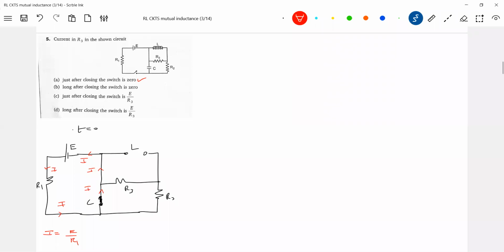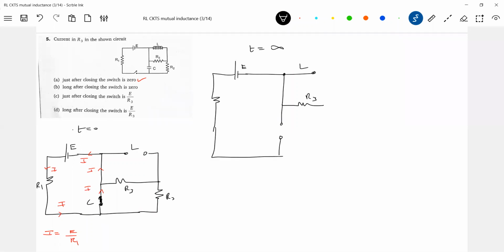Next, again, at t equal to infinity. What I should do with the inductor: wherever an inductor is there, I should replace it with a short circuit, and wherever a capacitor is there, an open circuit. Now, this is R2. Check for any possibility of any current flowing through any path. So let's see the current here.